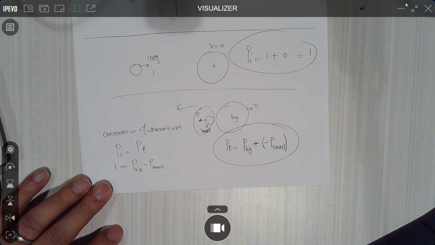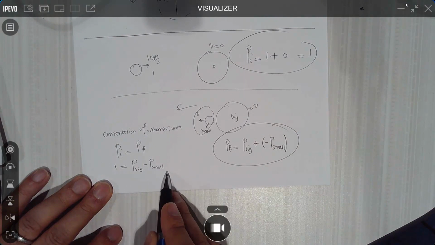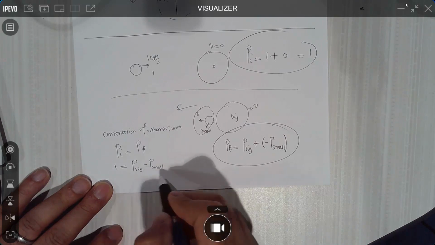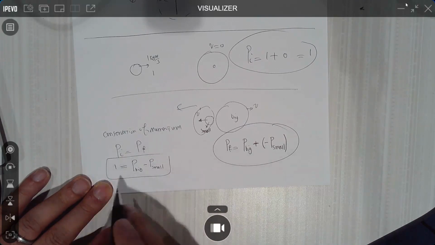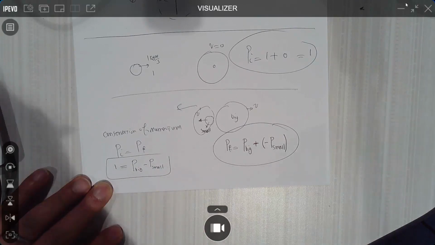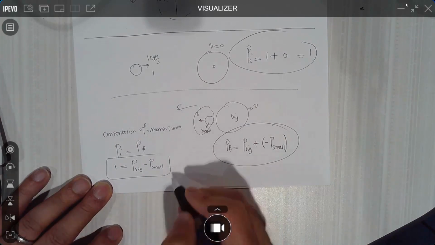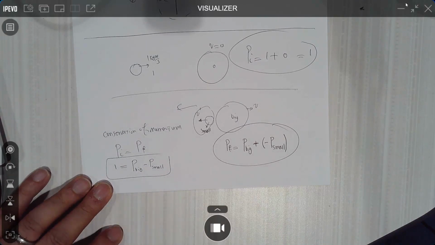So good. What does it mean? P big minus P small is going to be 1, okay? So it means that it might get more than 1 unit of momentum. Because when you subtract these two, it becomes 1, it means that one should be bigger than the other one. So the right answer will be more than 1 unit.